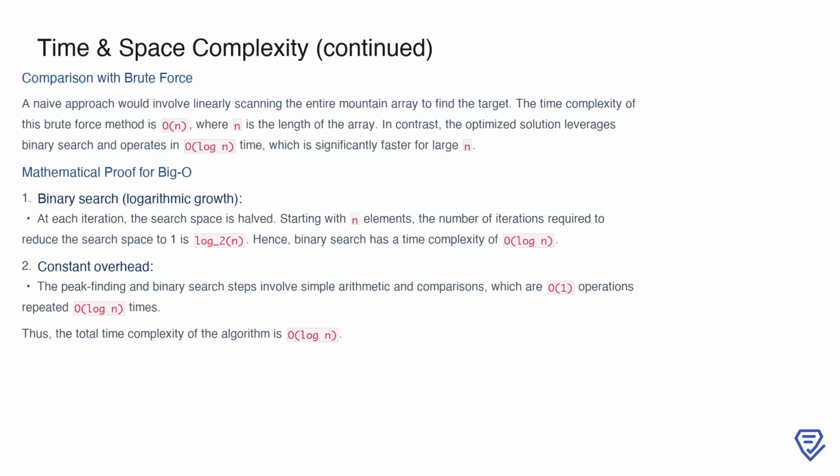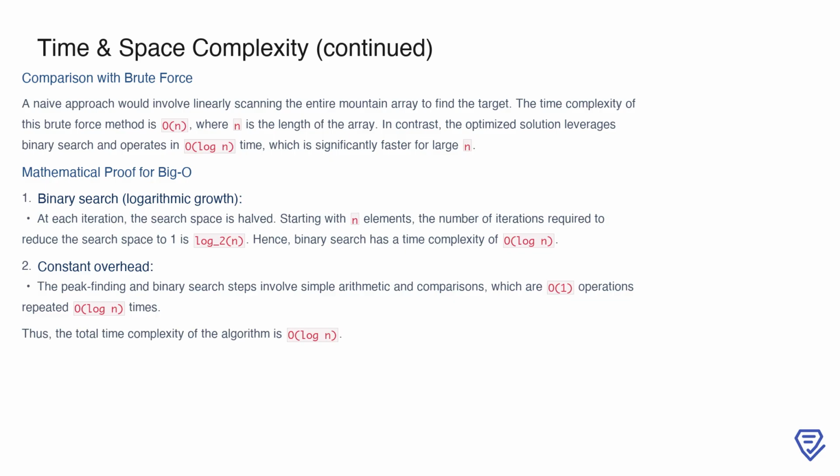Finally, let's compare this optimized solution to a brute force approach. A naive method would involve scanning the entire mountain array sequentially to search for the target. This linear scan has a time complexity of O(n), which can become extremely slow as the size of the array grows. In contrast, the optimized solution uses binary search to reduce the search space logarithmically, achieving a much faster time complexity of O(log n).